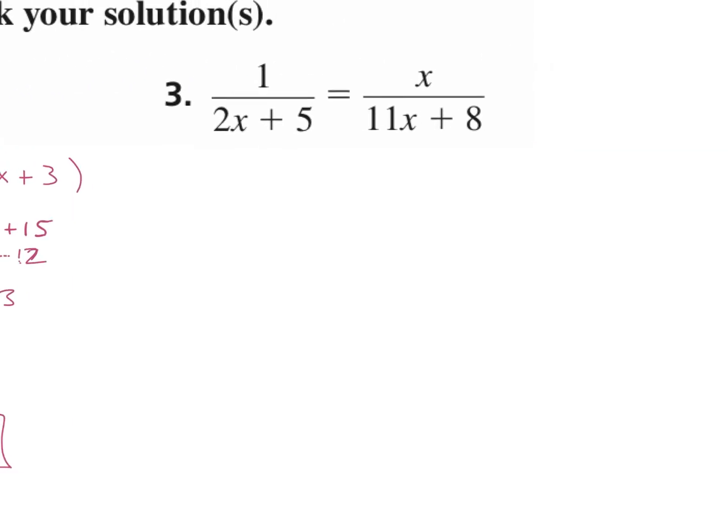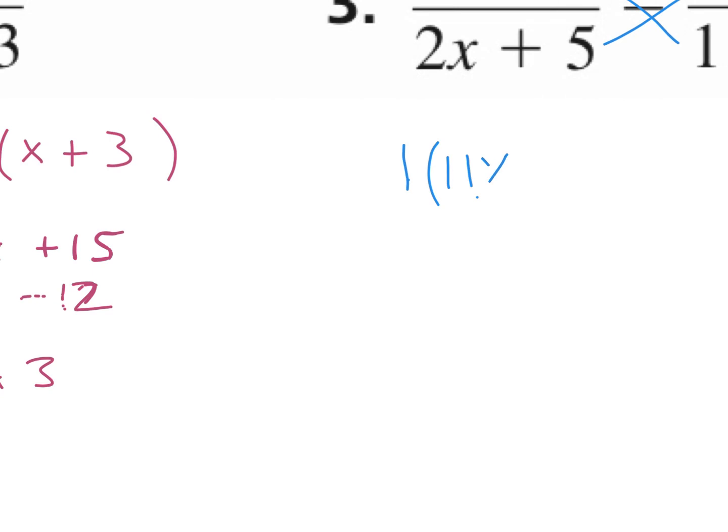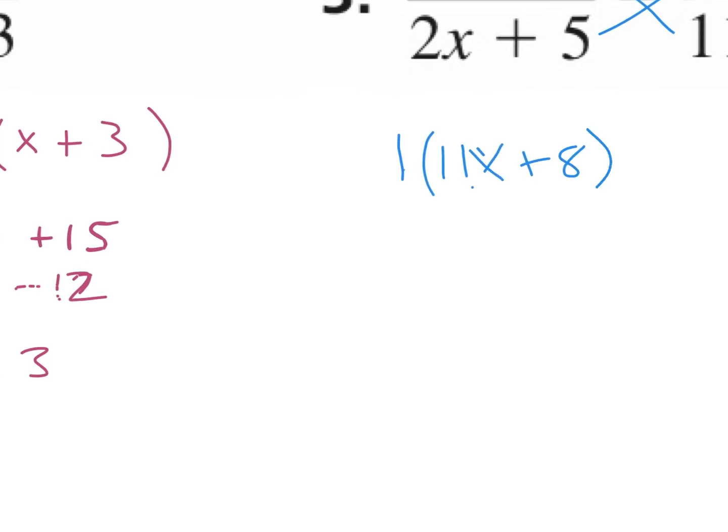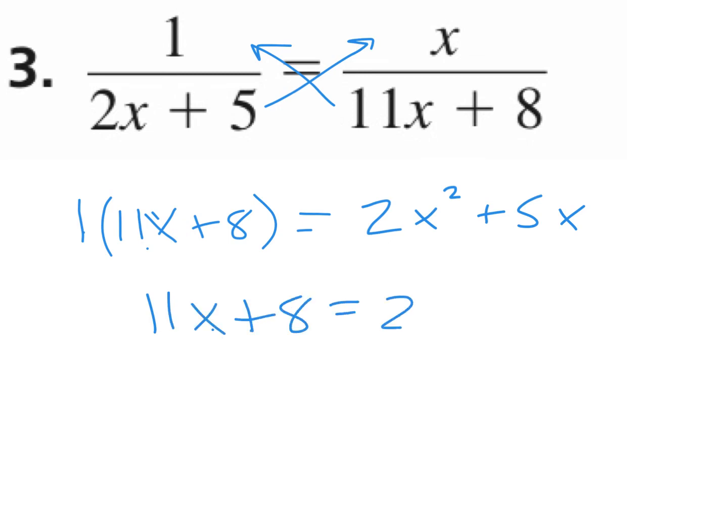All right, number 3. What should we do first? Cross multiply. So we get 1 times what? 11x plus 8. Is equal to, so you just multiplied it straight in there, so 2x squared plus 5x. So just erase the 1. So we have 11x plus 8 is equal to 2x squared plus 5x.